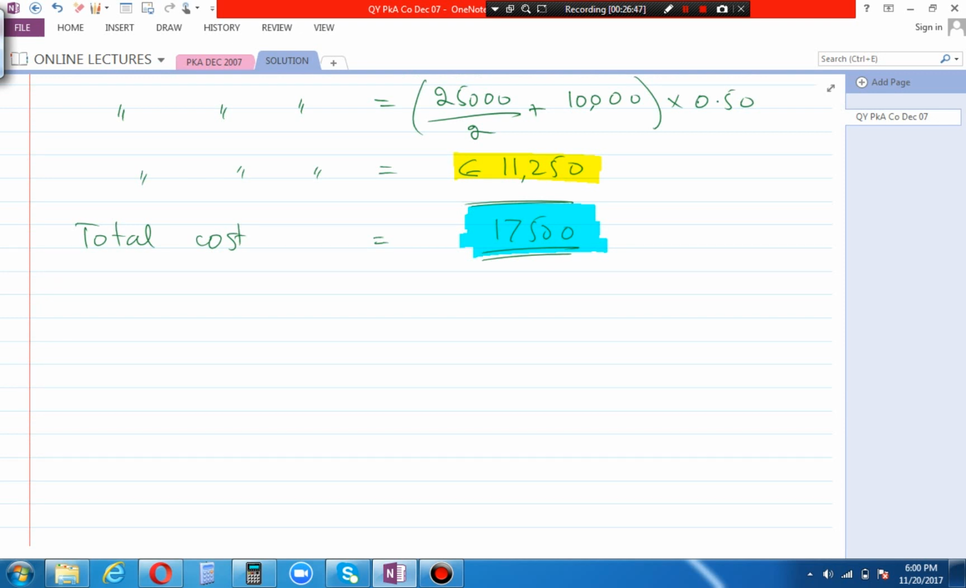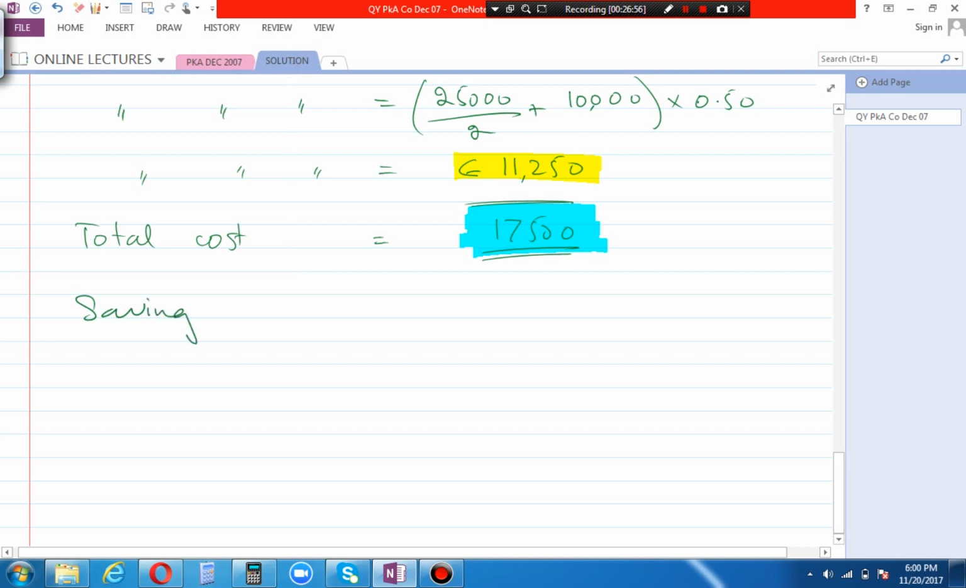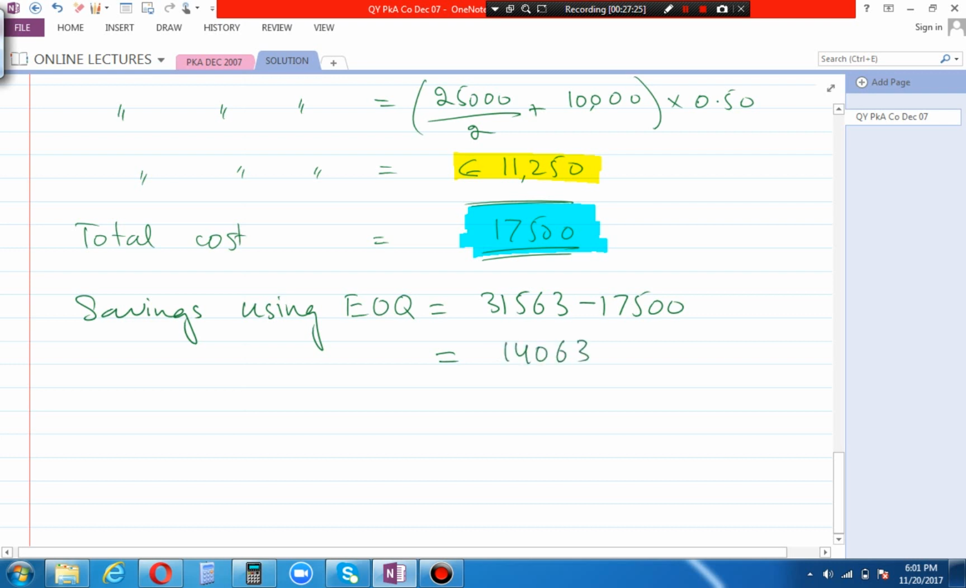So the saving would be 31,563 minus 17,500. The savings using economic order quantity would be 31,563 minus 17,500, and that would be equal to, so 31,563 minus 17,500, the answer would be 14,063. So you would be saving 14,063 if you use economic order quantity.